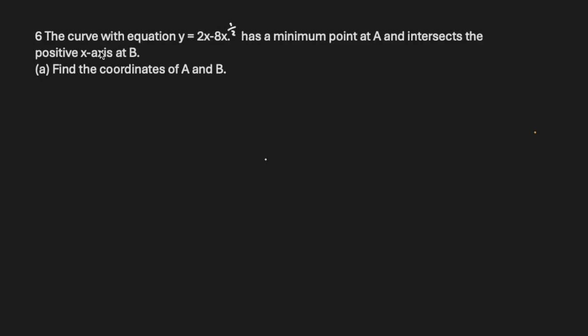Question number 6. The curve with equation y = 2x minus 8x to the power half has a minimum point at A. So suppose this is the curve and this is the minimum point A. And it intersects the positive x-axis at B. So let's say that this is the x-axis, this is the y-axis, and it is intersecting the positive x-axis at B.